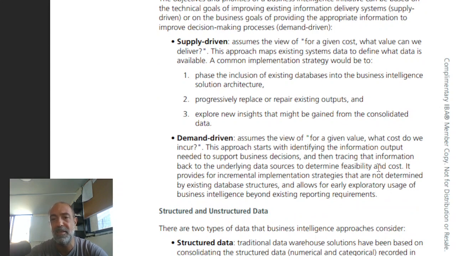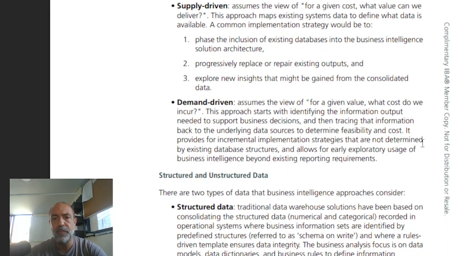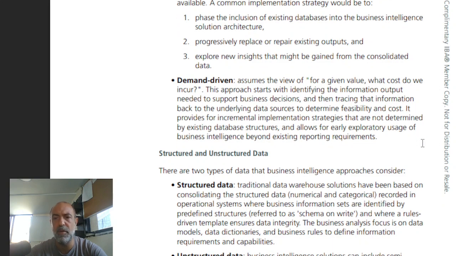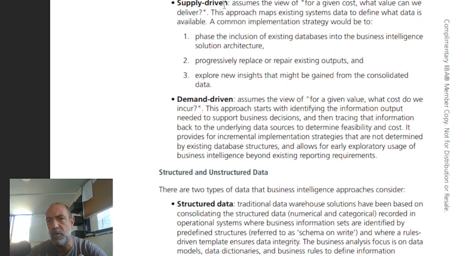This approach maps existing systems data to define what data is available. A common implementation strategy would be to phase the inclusion of existing databases into the business intelligence solution architecture, progressively replace or repair existing outputs, and explore new insights that might be gained from the consolidated data. Demand-driven assumes the view of, for a given value, what cost do we incur? This approach starts with identifying the information output. For a given value, what cost do we incur? Supply-driven, for a given cost, what value can we deliver?